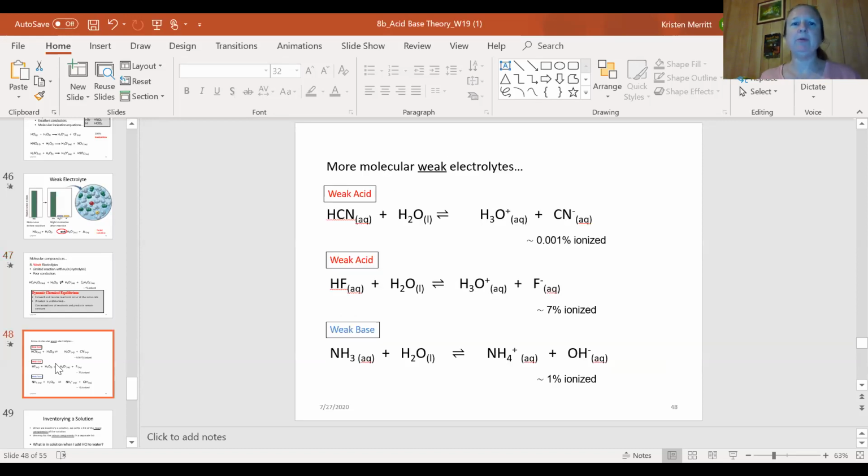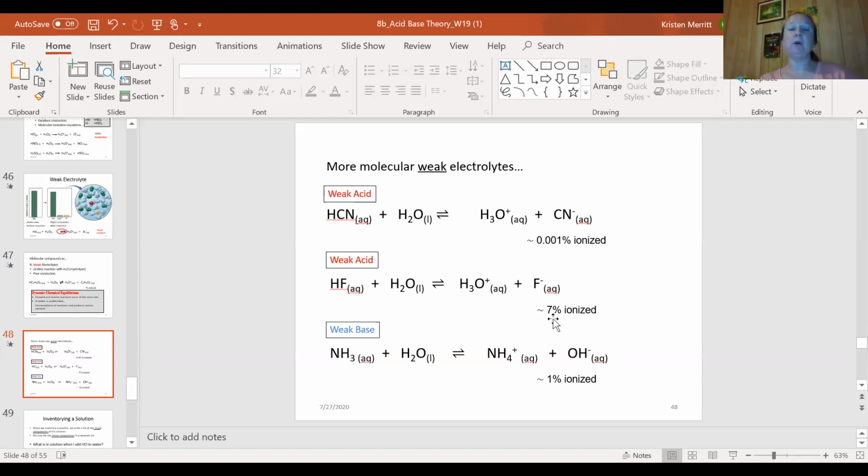Some other examples, with cyanic acid, 0.001% ionized, but you can still measure this. So this is still called a weak acid, but you can imagine your inventory, it's almost all this, and then your minor would be this.